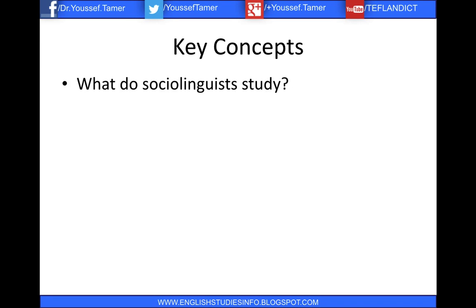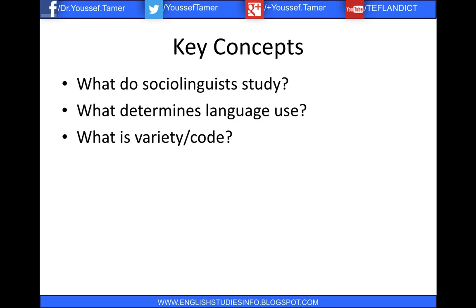So, what do sociolinguists study? These are some of the questions that we try to answer in our lecture today. What do sociolinguists study? What determines language use? In other words, what influences language use? Our own language use. What are the variables that do influence our language use? What is variety and what is a code? Variety or a code.